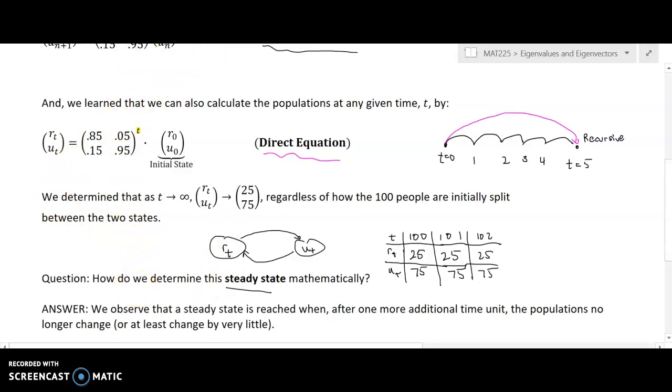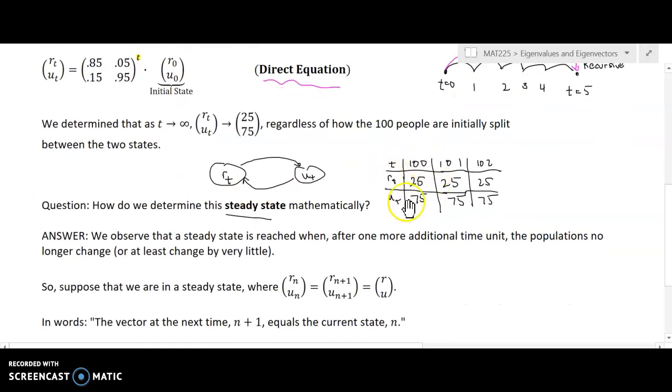So how do we determine the steady state? Well, it's helpful to think about this notion of there not being any more change when we've reached the steady state. So we observe that a steady state is reached when, after one more additional time unit, the populations no longer change, or at least they change by very little, because we never quite get to exactly 2575, but we get really, really close.